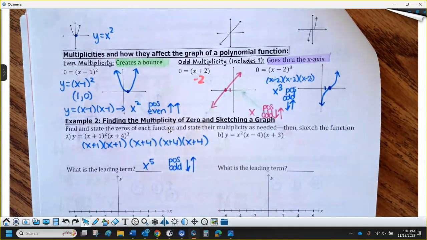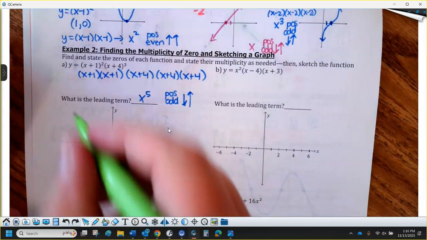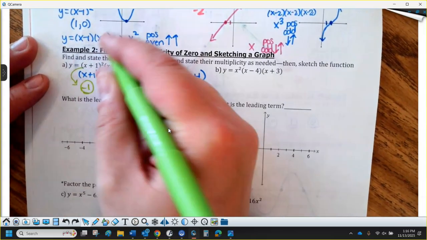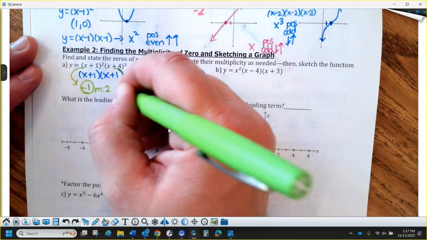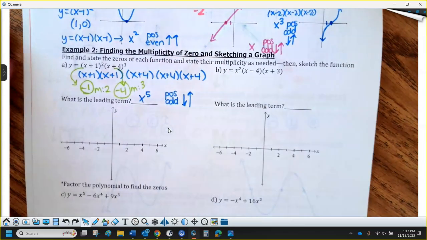Now, here's my best advice. All right, my zeros, I've got, sorry, I shouldn't have written that under there, negative 1. That has a multiplicity of 2. And then we would have negative 4, which has a multiplicity of 3.